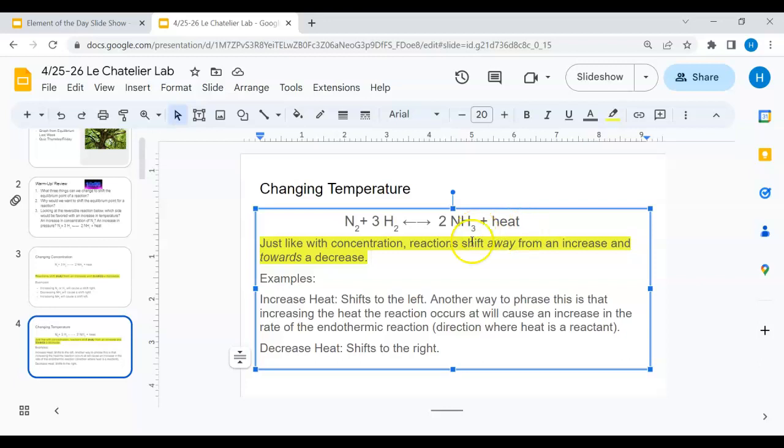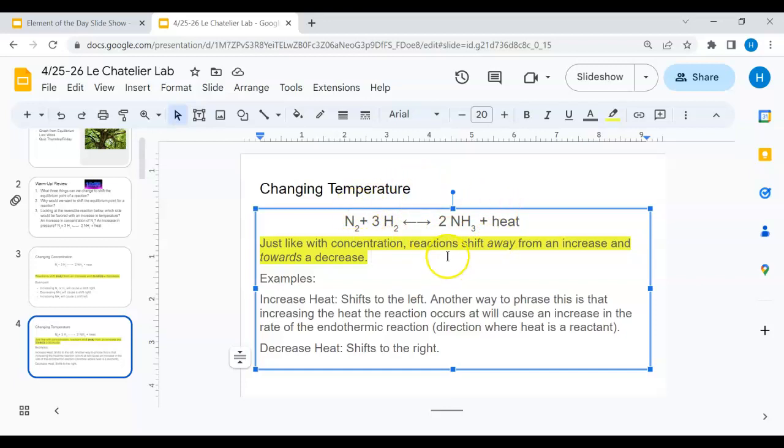Another way we can phrase this, if we think about it, is that the direction left to right is exothermic because it's producing heat. The direction right to left is endothermic because that heat is being absorbed. So exothermic this way, endothermic this way.